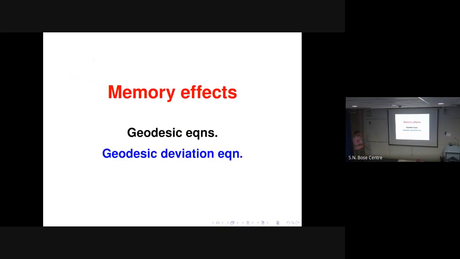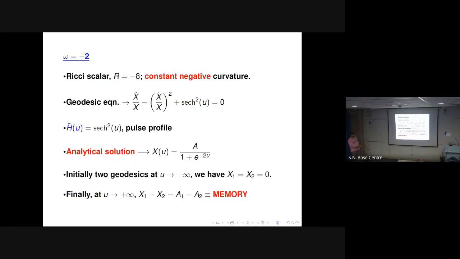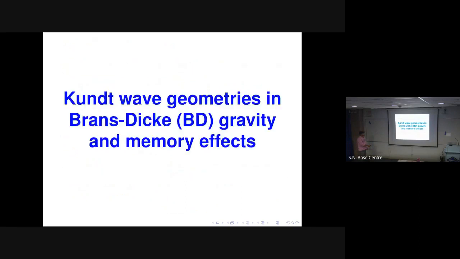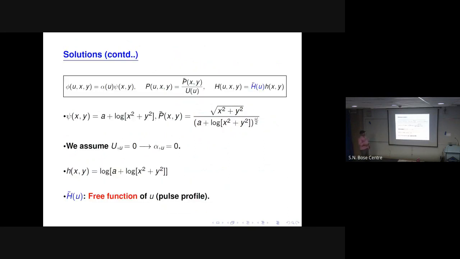Okay. So first I talked about geodesics, and now geodesic deviation. Why do you need to study the geodesic deviation equation? This is a fundamental problem. Basically, in the case of Kundt waves, as you saw, there is a factor E and there is a factor H. This H was giving the gravitational wave contribution, and this P is giving the background contribution, if you can think so.